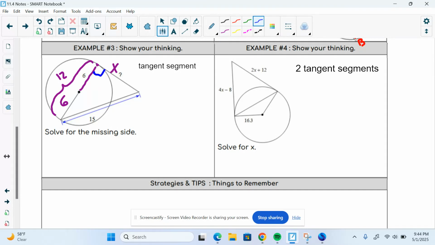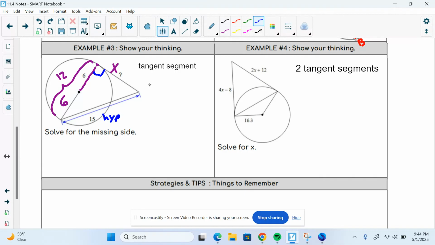All right. Because I have a segment tangent to a circle, there's a 90-degree angle there. That radius and that tangent segment make a 90-degree angle. So I can use the Pythagorean theorem. To solve for the missing side x, I'm just going to solve x squared plus 12 squared equals 15 squared, because this is the hypotenuse of my right triangle, because it's across from the 90-degree angle.